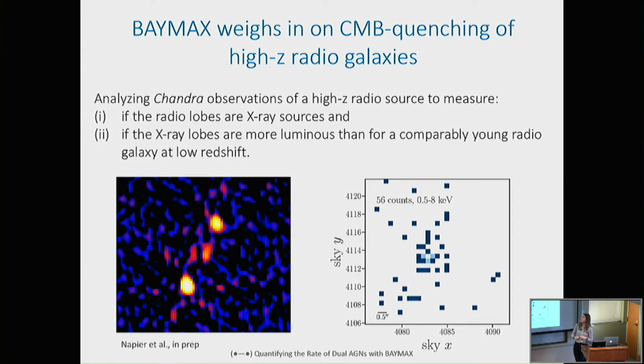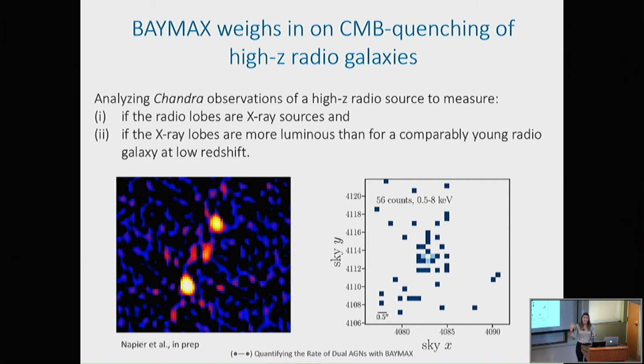Okay, I also wanted to note that you can use Baymax for a lot more than just dual AGN. So as long as you have an analytical description of 2 models, Baymax can calculate the Bayes factor. So most recently, Baymax was used in a study looking at C and B quenching of high-Z radio galaxies. This is a project being led by another graduate student at the University of Michigan, Kate Napier. And on the left-hand side, I'm showing you a radio observation of this high-Z galaxy she's studying. So you can clearly see there's a core as well as 2 radio lobes.